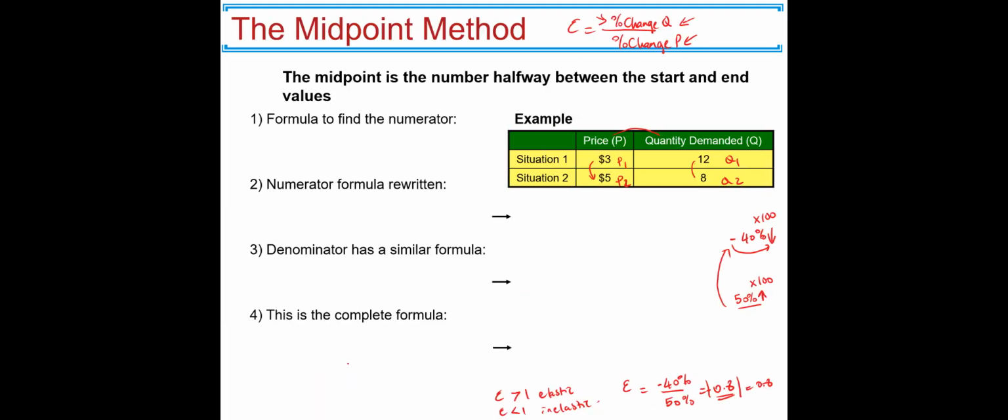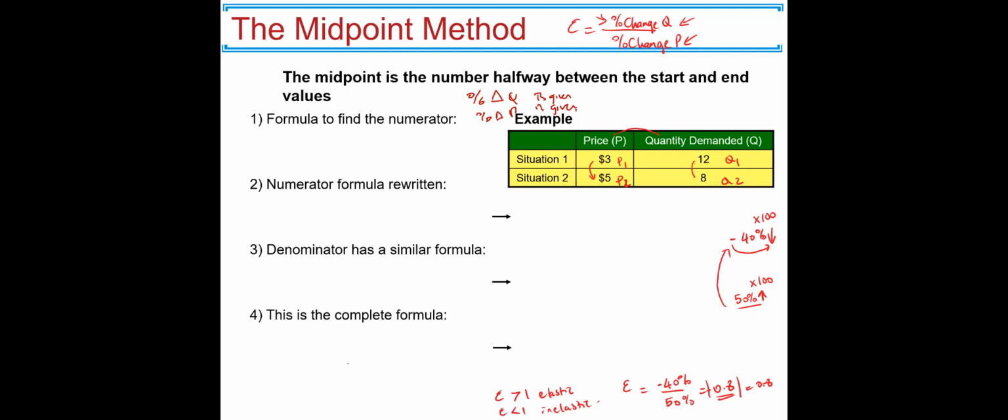So here on the screen, we have one example where we are going to use the midpoint method, because in the previous slide, the percentage change in quantity was given, and the percentage change in price was given as well. What if we are not given the percentage change in quantity and the percentage change in price? So we need to first calculate the numerator and then the denominator, and then we will find the price elasticity.